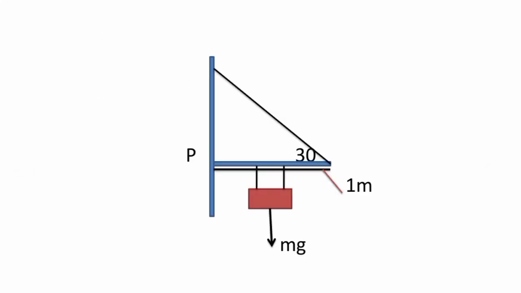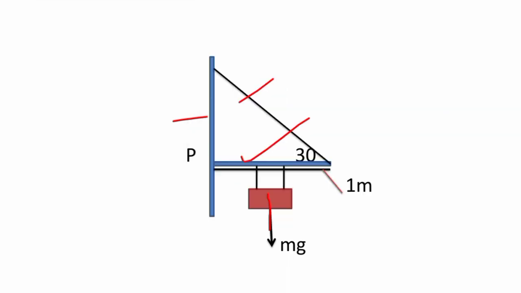So we look at the figure here. Here is the bar. Here is the wire, which supports the bar. Here is the wall. Here is the mass which is attached to the bar, and the mass of the bar. So the two weights act perpendicular, downward. So let's first draw the free body diagram of the system.